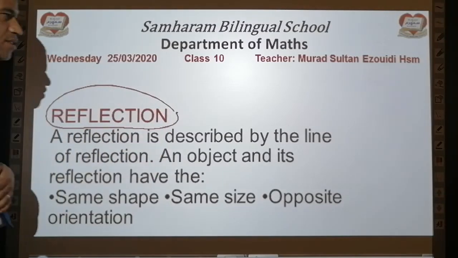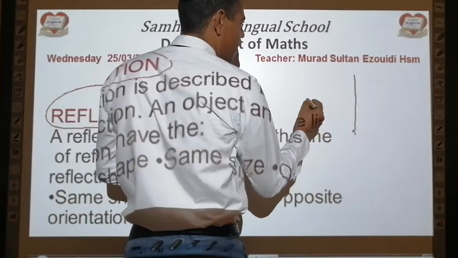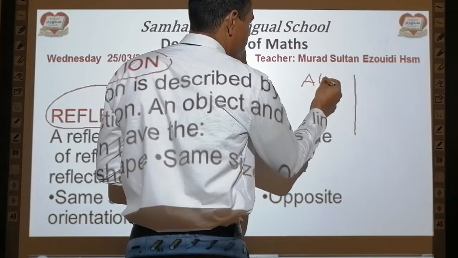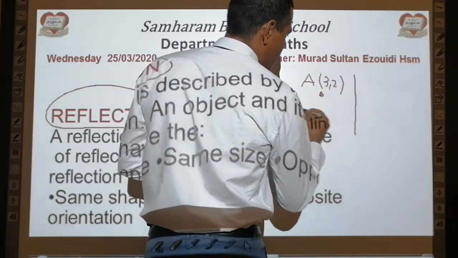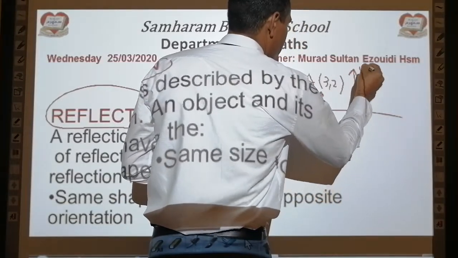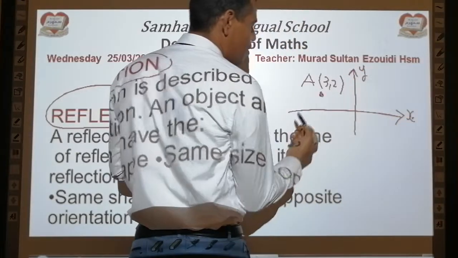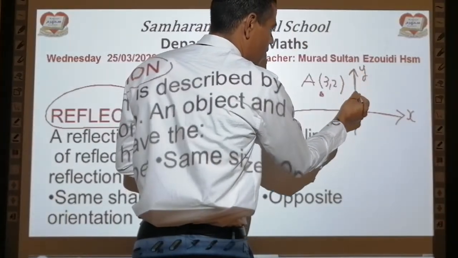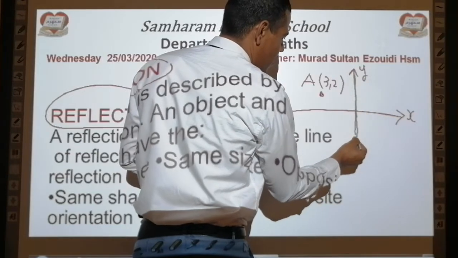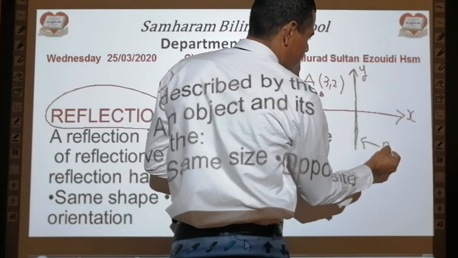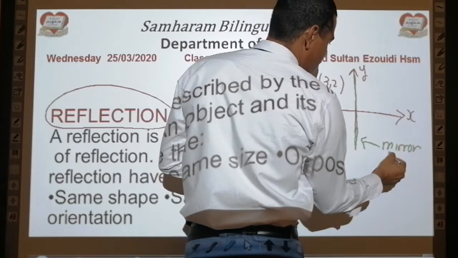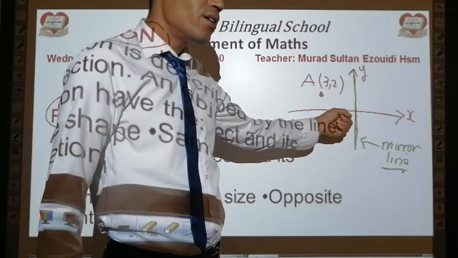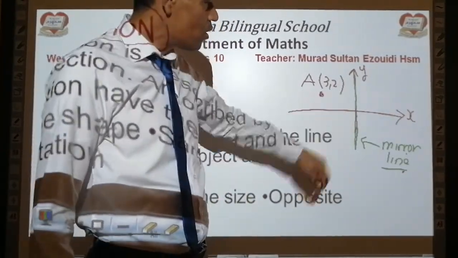For example, if I have here a point A of coordinates, for example, 3, 2, and this is the y axis, and this is the x axis. I want to reflect this. This is the mirror line. I will color the y axis green. Green is the mirror line. So, you will draw the image of this point in the reflection, in the mirror line.